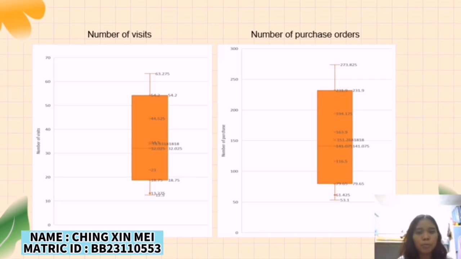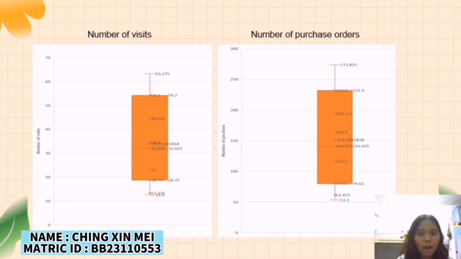Moreover, in both box plots for the number of visits and the number of purchase orders, the right whisker's maximum point is longer than the left whisker, and the median is closer to the left side of the box. The data is skewed to the right, indicating that there are few e-commerce websites with exceptionally high numbers of visits and purchase orders. This suggests a positively skewed distribution.